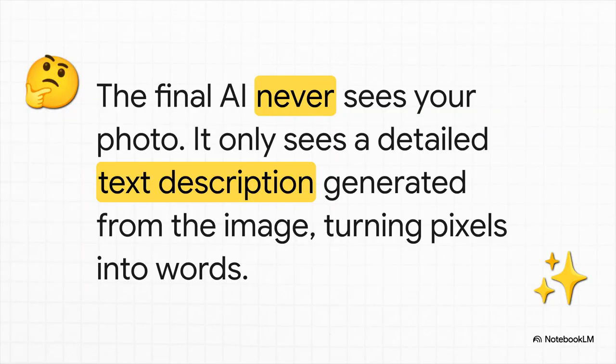And get this, the most surprising part of the whole process. The AI that actually creates your final bot, it never even sees your photo. Not once. All it ever gets is a super detailed text description that was generated by a different AI. That's the whole secret right there. Turning your picture, the pixels, into very, very specific words.